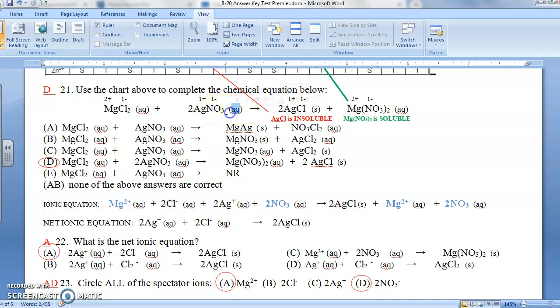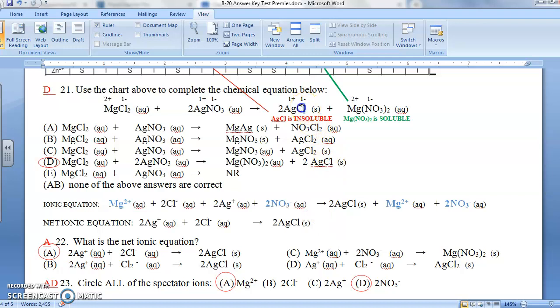What does aqueous mean here? That water pulls it apart. Nitrates are always 1 minus. It's one of the polys. I have 2 nitrate ions. I have a 2 in front. Silver's always 1 plus, so I have 2 silver 1 pluses. So that's my reactant side with everything pulled apart.